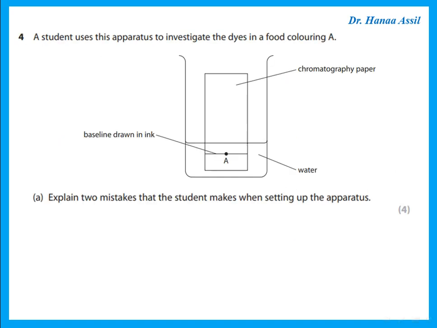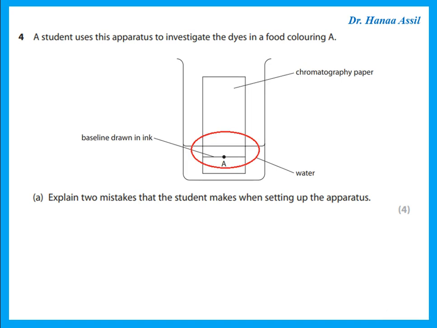A student uses this apparatus to investigate the dyes in a food coloring A. Explain 2 mistakes that the student makes when setting up this apparatus. What is wrong with this apparatus? Well, let's see. Can you see the level of water and the baseline?